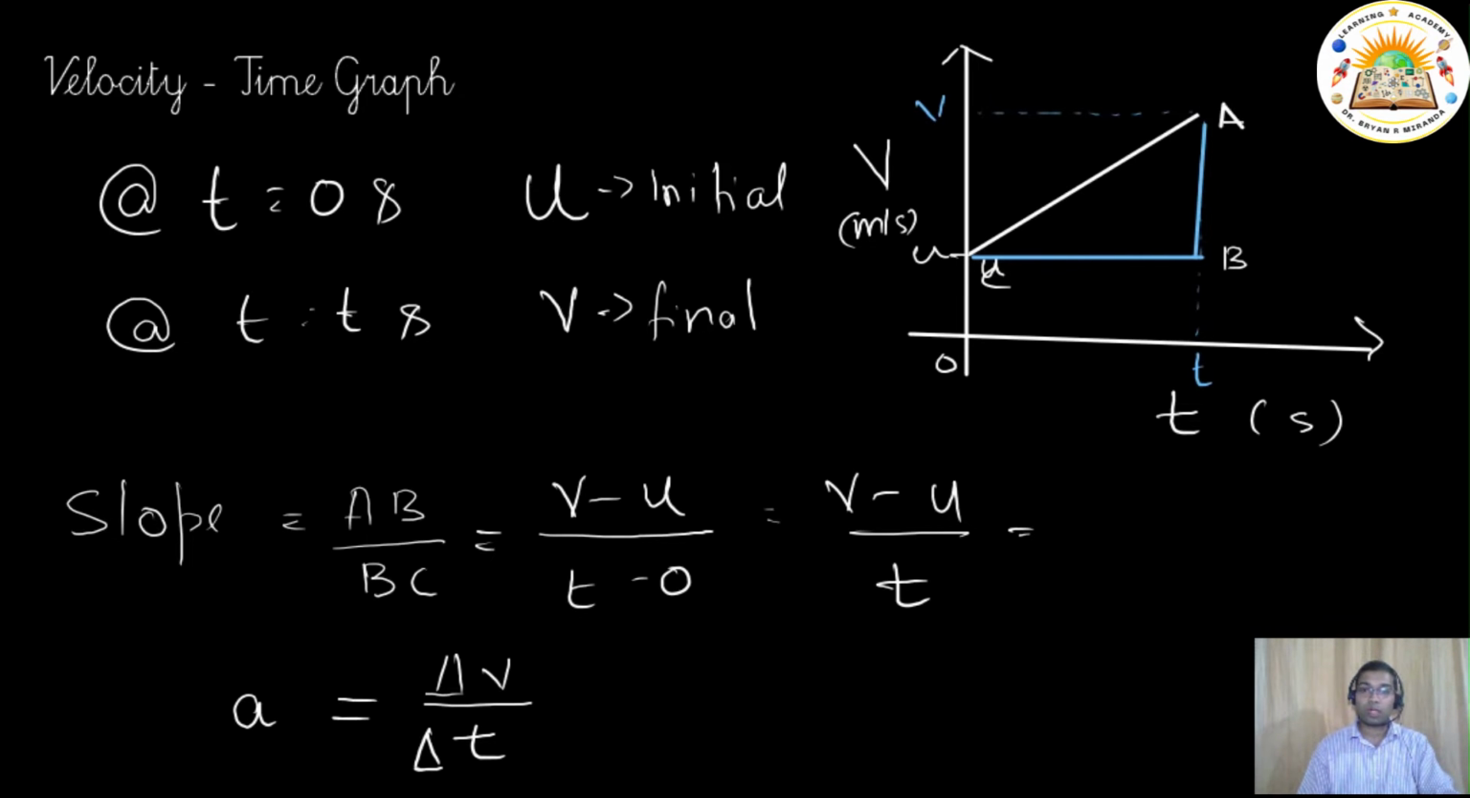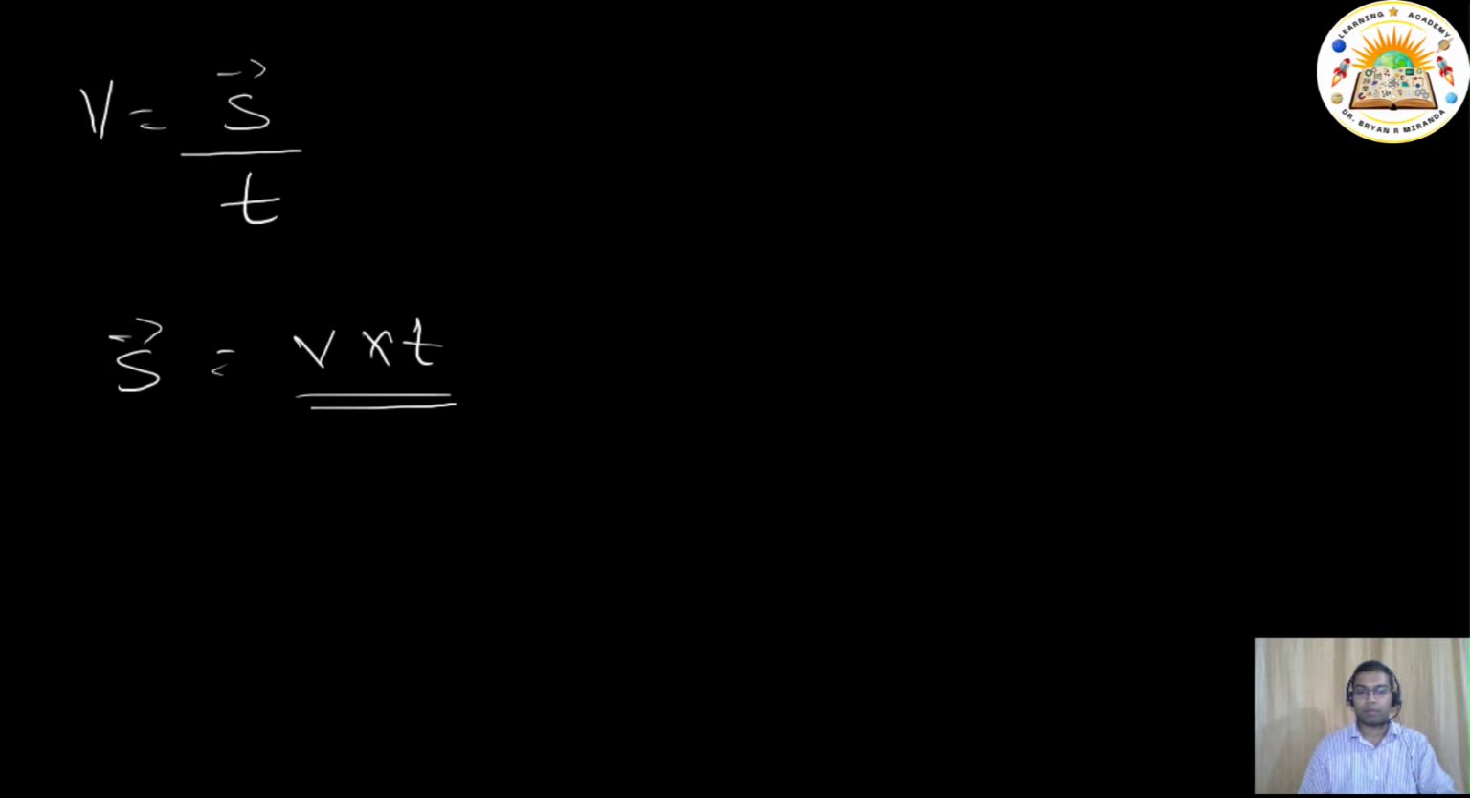Now let us have a look at what else we can find. Now it is a well-known fact that velocity is nothing but displacement by time. So if I have to find out what is the displacement, what will I do? Velocity into time. Now this is from the formula. So let us have a look by drawing a graph.